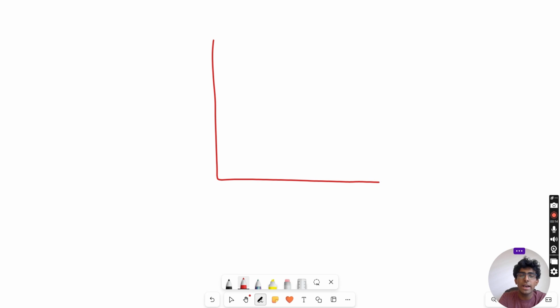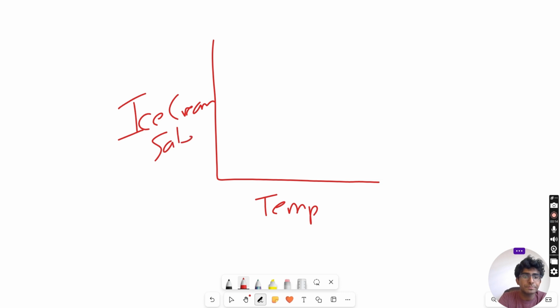Let's say we have temperature and ice cream sales, right? And scatterplots are going to be a bunch of points like this, for example. It's kind of random points. I'm putting them everywhere. But what does a scatterplot tell us?